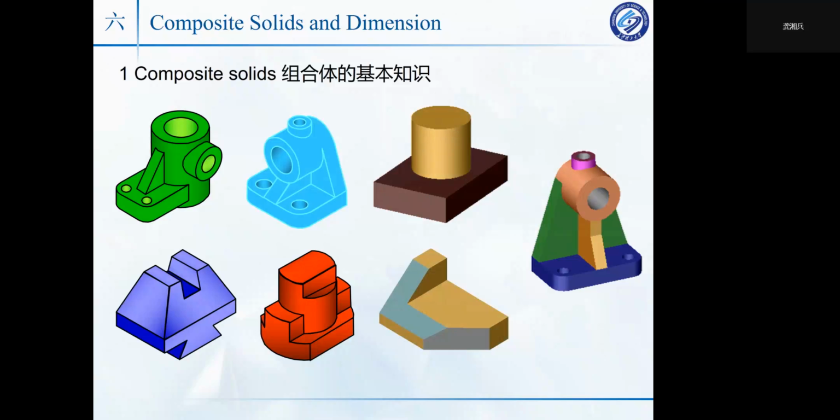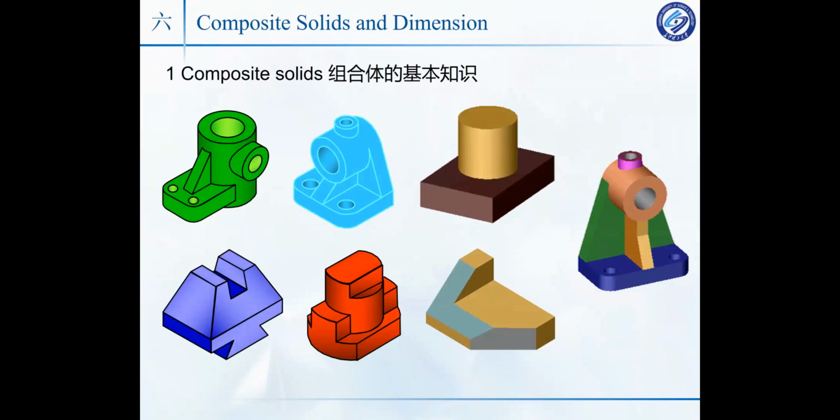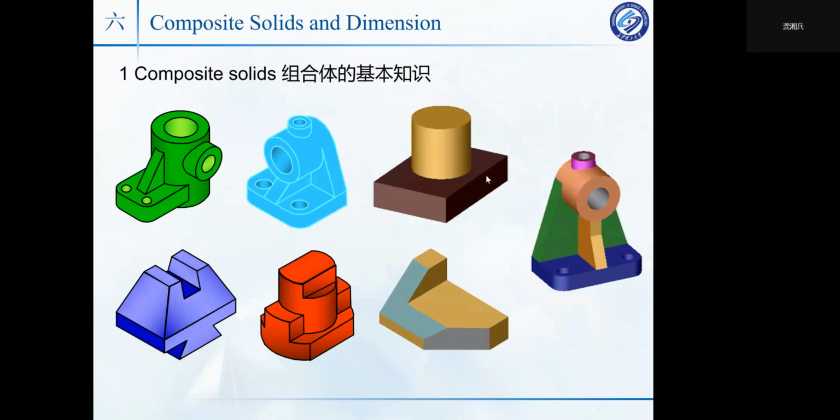Yeah, it is one kind of thing. Prism, yeah, we have the prism. So we combine two kinds of basic solid, so you can get this one.